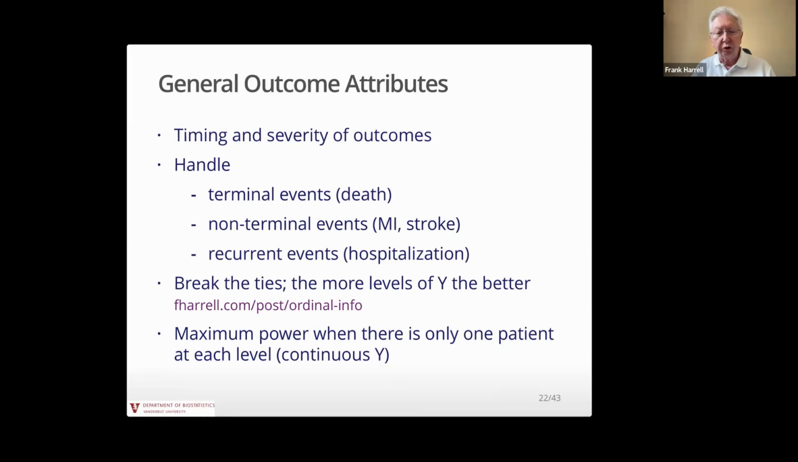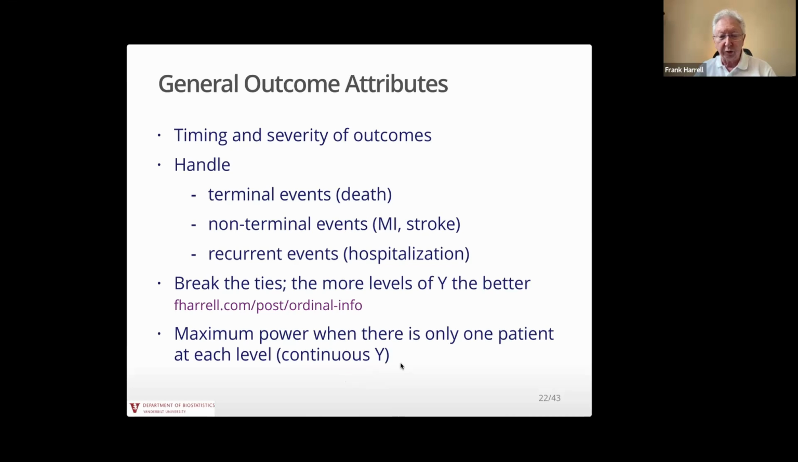So we need to think about general outcome attributes to gain information, lower sample sizes, increase power. So we need to think about the timing and severity of outcomes. We need to handle terminal events such as death, non-terminal events such as heart attack and stroke, and recurrent events such as hospitalization. We need to break the ties. And there's a blog article linked here, which shows graphically how breaking the ties, the more ties you break in your outcome measure, the higher the power of the comparison of two treatments. The maximum power is going to occur when there's only one patient at each level of Y. That would be a continuous outcome like blood pressure with very few ties, if any, in the data.